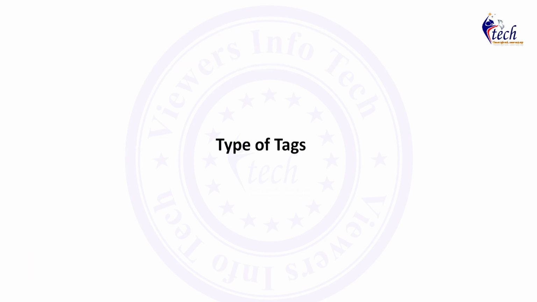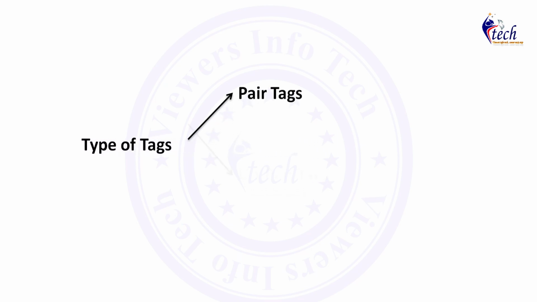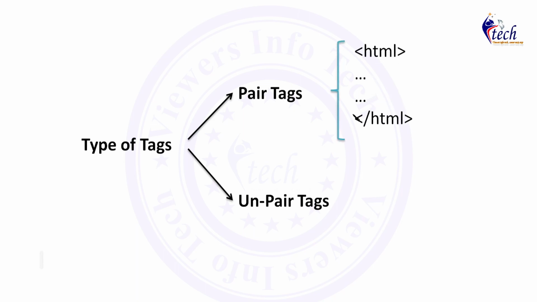And next, coming to the types of tags. In HTML, we have two types of tags. Those are paired tags and unpaired tags. Coming to the paired tags, there is a beginning tag and a closing tag. So in HTML, we have n number of paired tags and we will discuss all tags in upcoming sessions.